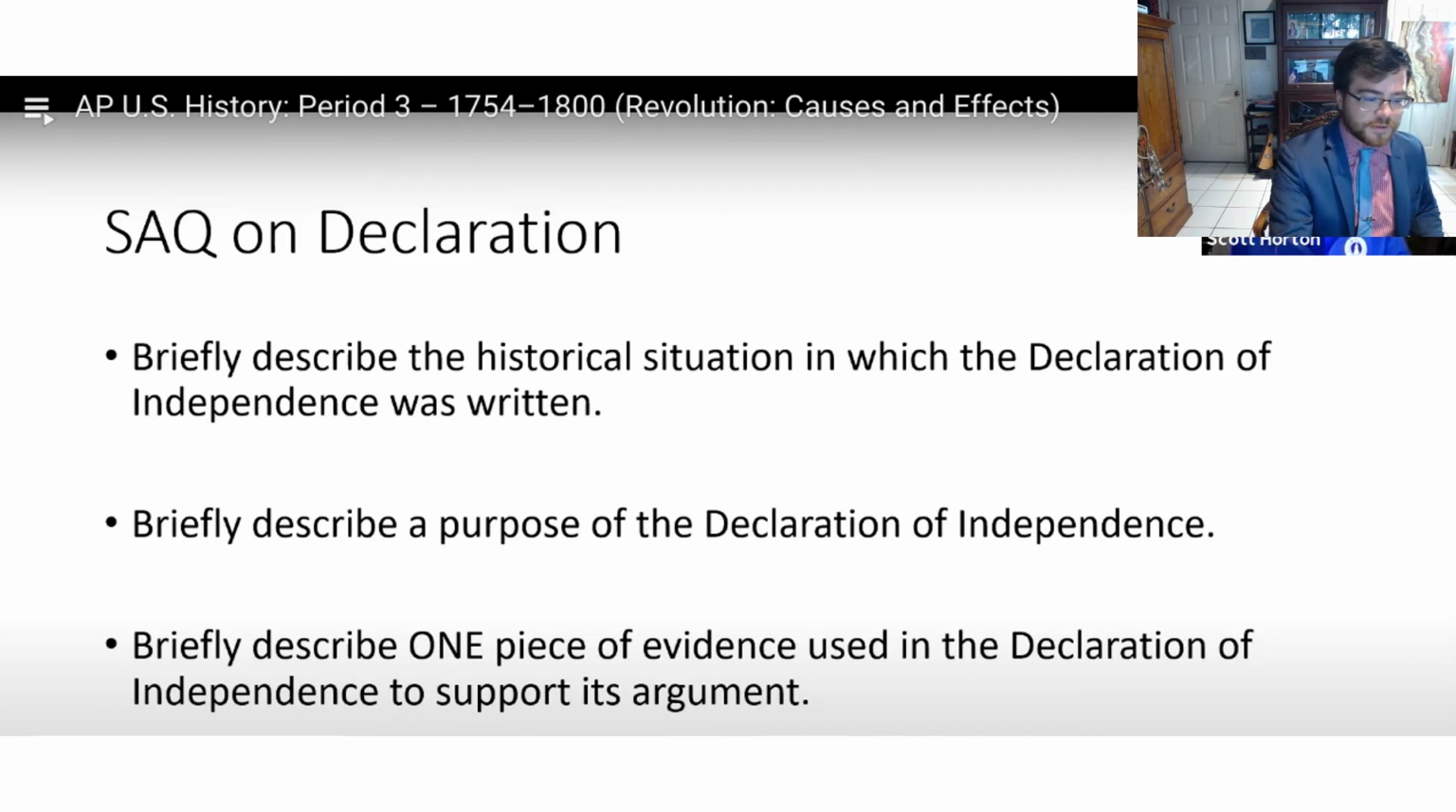Describe one piece of evidence using the Declaration of Independence to support its argument. The piece of evidence is that list of grievances, right? So just the list of all the problems that we just saw on the previous slide, right?